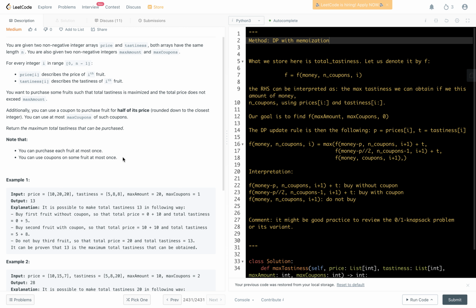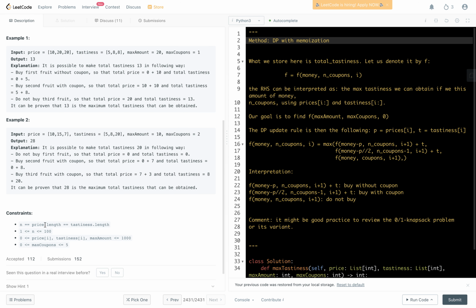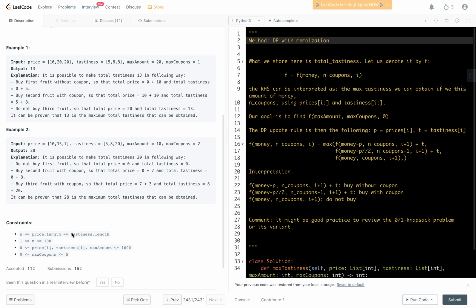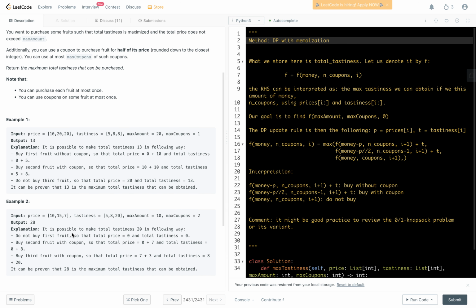Note that we can purchase each fruit at most once, and also we can use a coupon on each fruit at most once. So these are the main statements of the problem. Let's also look at the constraints. First, the length of the two arrays is bounded below by 1, that is not empty, and bounded above by 100. And the last two constraints are on the range of elements in price, in tastiness, and the range of max amount and max coupons.